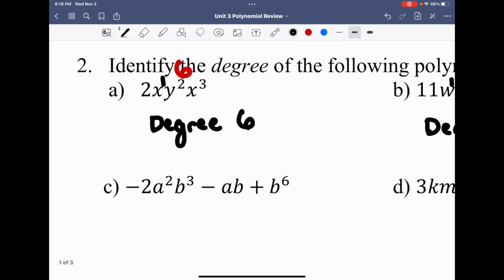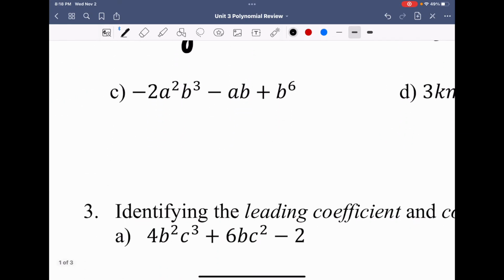All right, I go down to example C here. I add their exponents. If I have 2 plus 3, that's equal to 5. I have AB, which is 1 plus 1, which is 2. And finally, I have a degree 6. Okay, well, which is the one that determines what the degree of the polynomial is? It's the highest degree available. So this is a degree 6 polynomial.